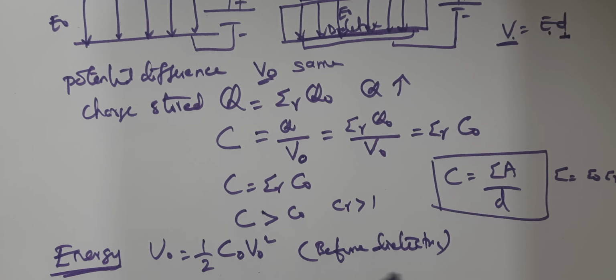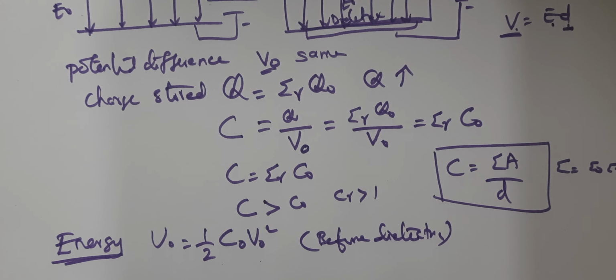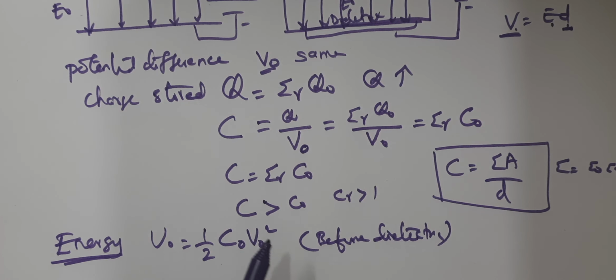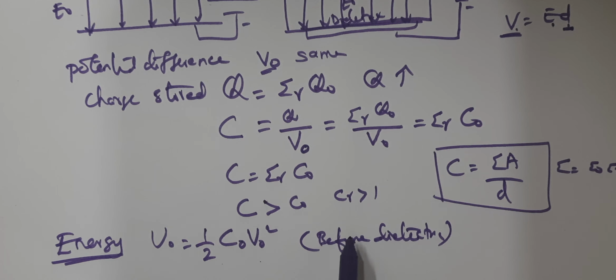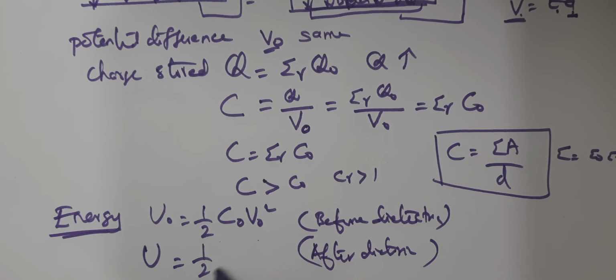You may have learned two formulas for the energy stored in a capacitor. One is derived from the other: U equal to Q square by 2C as well as U equal to half CV square. In the previous case we used Q square by 2C; in this case we use half CV square. So before the dielectric we write half C0 V0 square, and after the dielectric we write U equal to half C V0 square, since V0 remains the same.